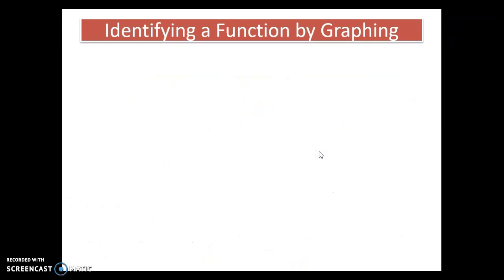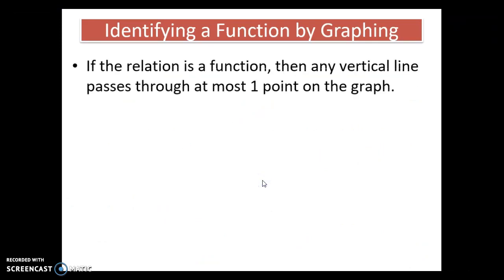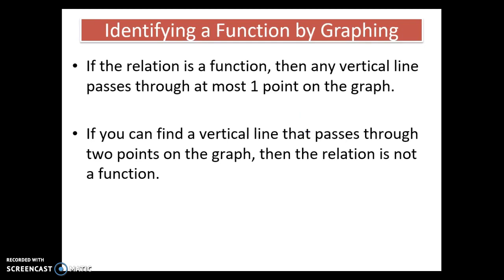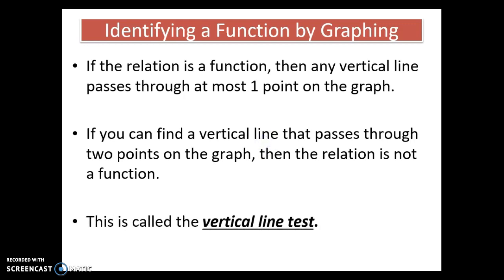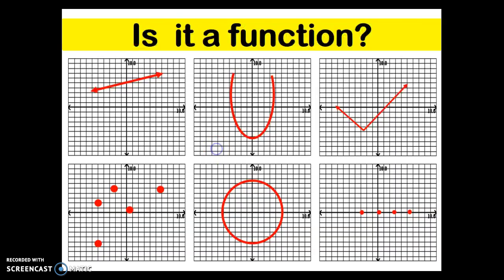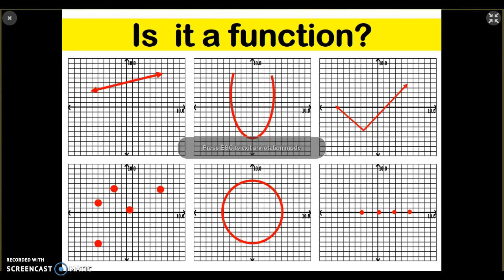All right, here we go. So identifying it from a graph. If a relation is a function, then any vertical line passes through at most one point on the graph. If you find a vertical line that passes through 2 points on the graph, then it is a relation. That means it has 2 different outputs. So let's take a look at this. This is called the vertical line test. So I have all of my graphs here, and I'm trying to determine if it's going to be a function. If I were to draw vertical lines on this first graph, I am only intersecting one spot on this line, here and here.